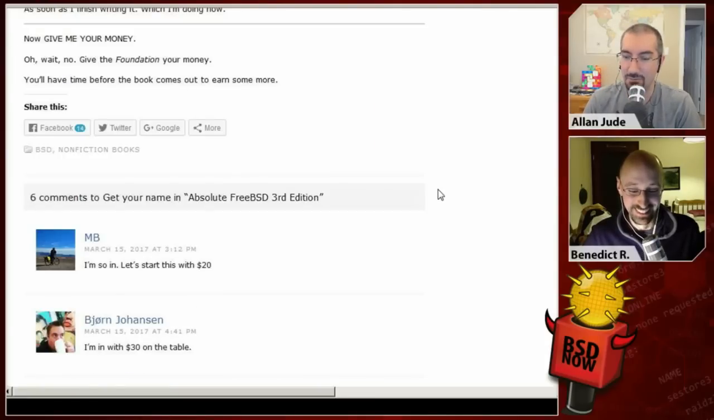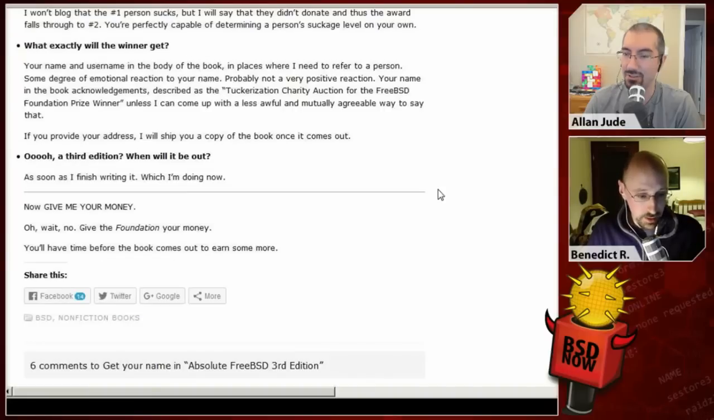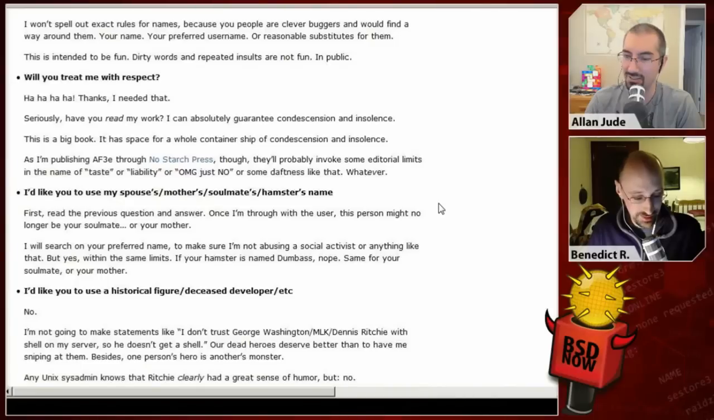So people will bid. I think the highest bid is up to $500 now. And the name will be the name of the character that's using FreeBSD and going through the whole book step by step.